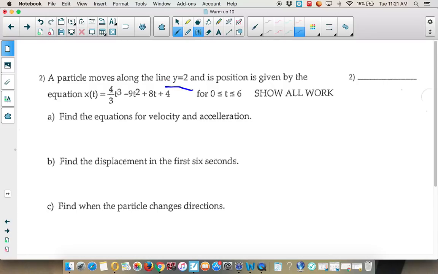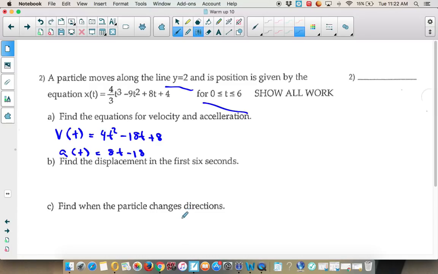Okay, so first of all, this language here, this is just telling us we're moving horizontally. Okay, and so this position is my x position along that horizontal with respect to time. And it also gave me a domain restriction for my time. So I'm going to find my velocity. My velocity with respect to time is going to be the derivative of my position. It's going to be my slope. So that's going to end up being 4t squared minus 18t plus 8, and the 4 goes away. And then my acceleration with respect to time is going to be 8t minus 18.